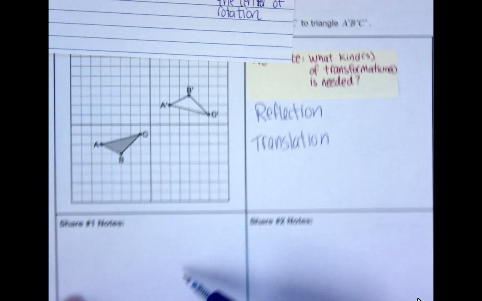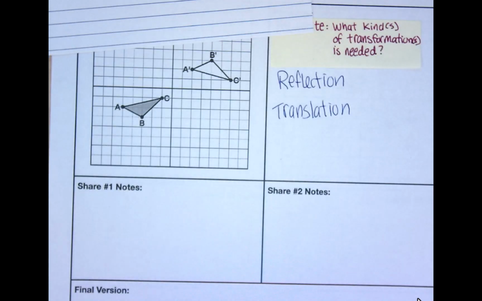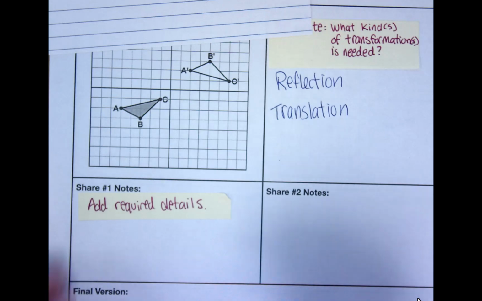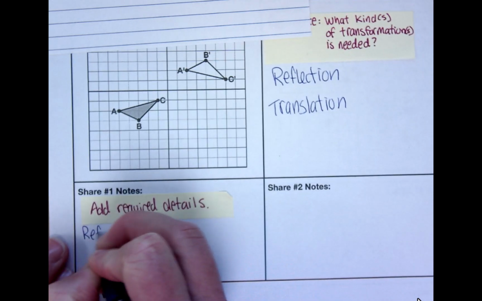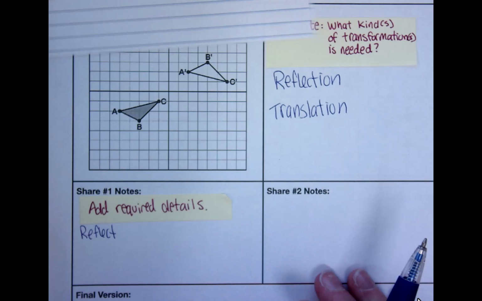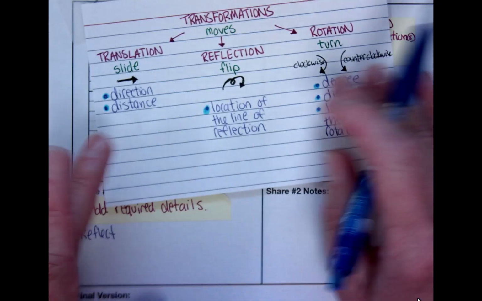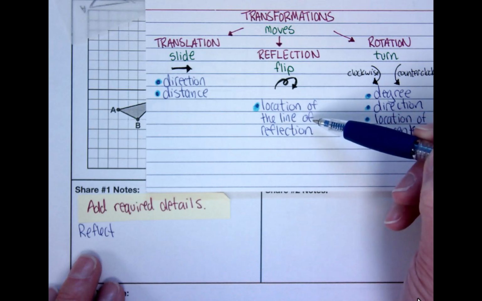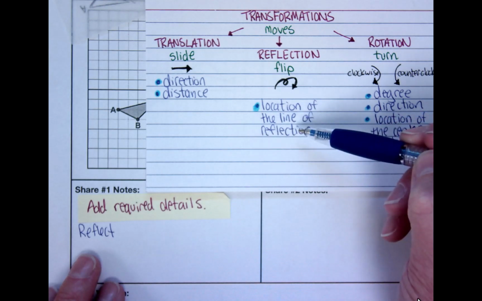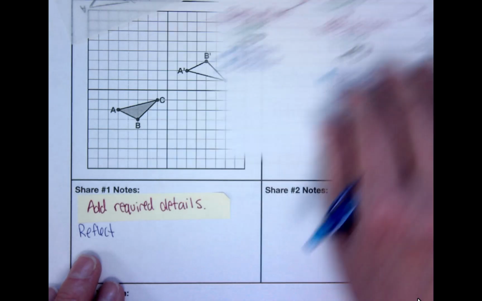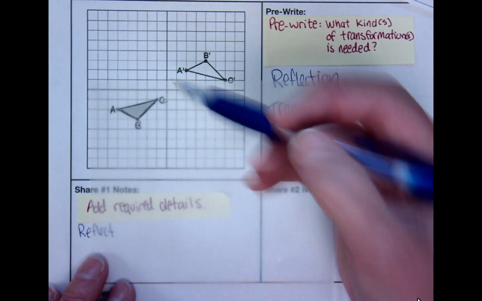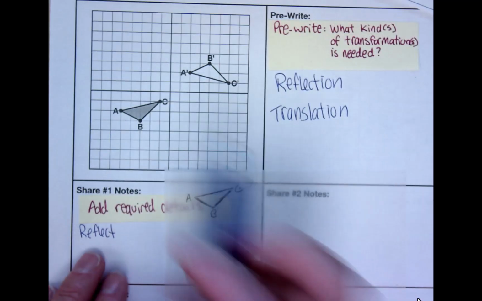And now I'm going to come down here and use this space to add some more detail. I'm going to add those required details, starting with my reflection. So, for a reflection, I need to describe where is that line of reflection? What's the line that I'm reflecting over? And we can name this a couple of ways. I'm going to reflect it over this line here.